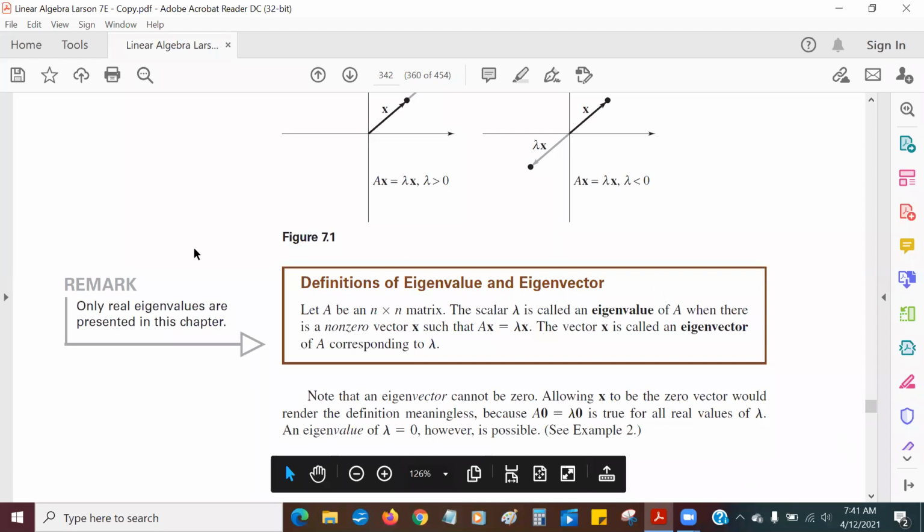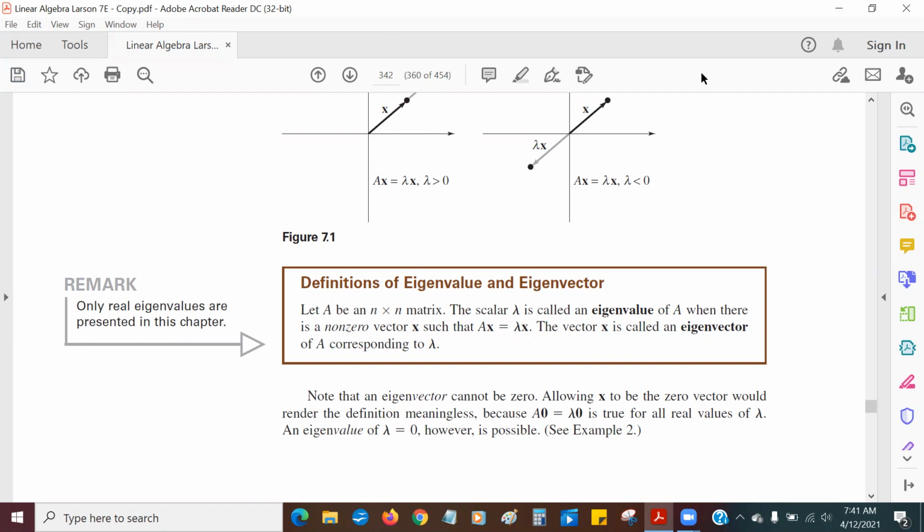Anyway, let's look at some definitions here. With all this talking that we're doing, let's actually get the official formal definition. Let A be an n by n matrix. The scalar lambda. A is given. That's very important. A is the given matrix. We're not messing around with A. We're not trying to find A. A is given to us.